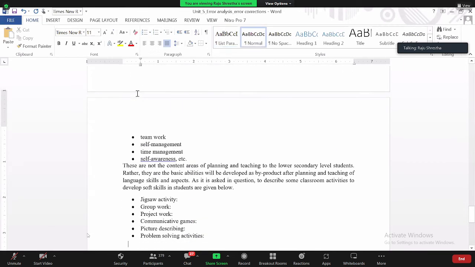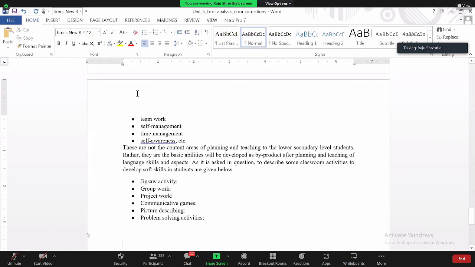Then how do we teach? We don't plan to develop soft skills directly, but when we plan activities for listening, speaking, reading, writing, grammar, vocabulary, pronunciation, then these soft skills will be developed as a byproduct.